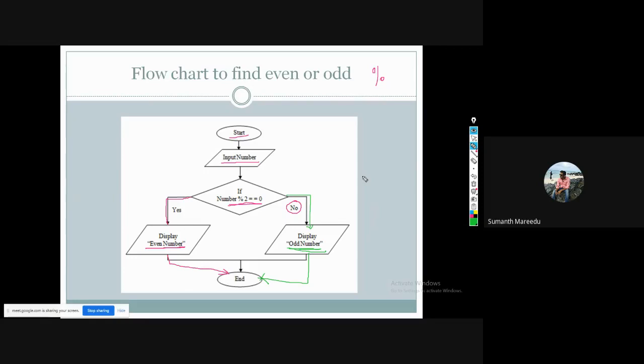You can write it as start, stop. You can write it as start, end, anything. But at the end you have to stop the process. That means whatever you display, whatever operations you do, finally you have to reach the end of the task. That is the finiteness of the algorithm. Got it?